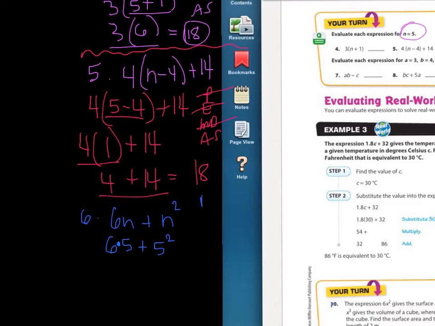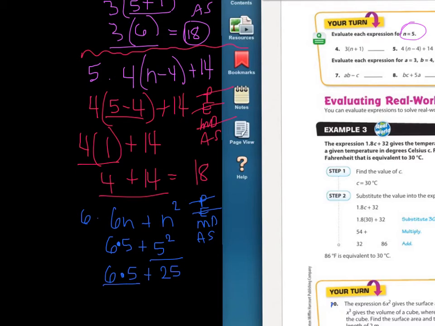Please excuse my dear Aunt Sally. Do we have any parentheses? No. Exponents? Yes, right here. We want to solve that first. So it's 6 times 5 plus 25. Okay, do we have any more exponents? Nope. Multiplication or division? Yes, we do right here.